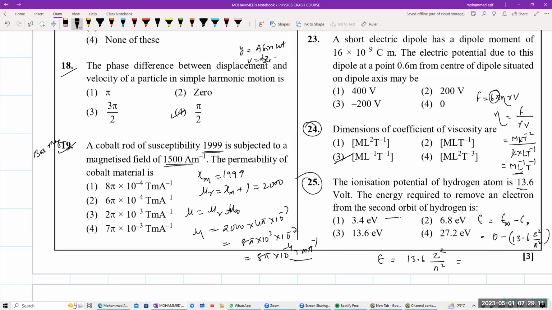For hydrogen atom, energy required to remove an electron from this second orbit will be equal to how much? And hydrogen atom ke liye z ki value kitni ho gayi? 1. 13.6 into 1 square divided by n square. n is nothing but 2 square. That is equal to 13.6 divided by 4. So that will be equal to 3.4 electron volt.